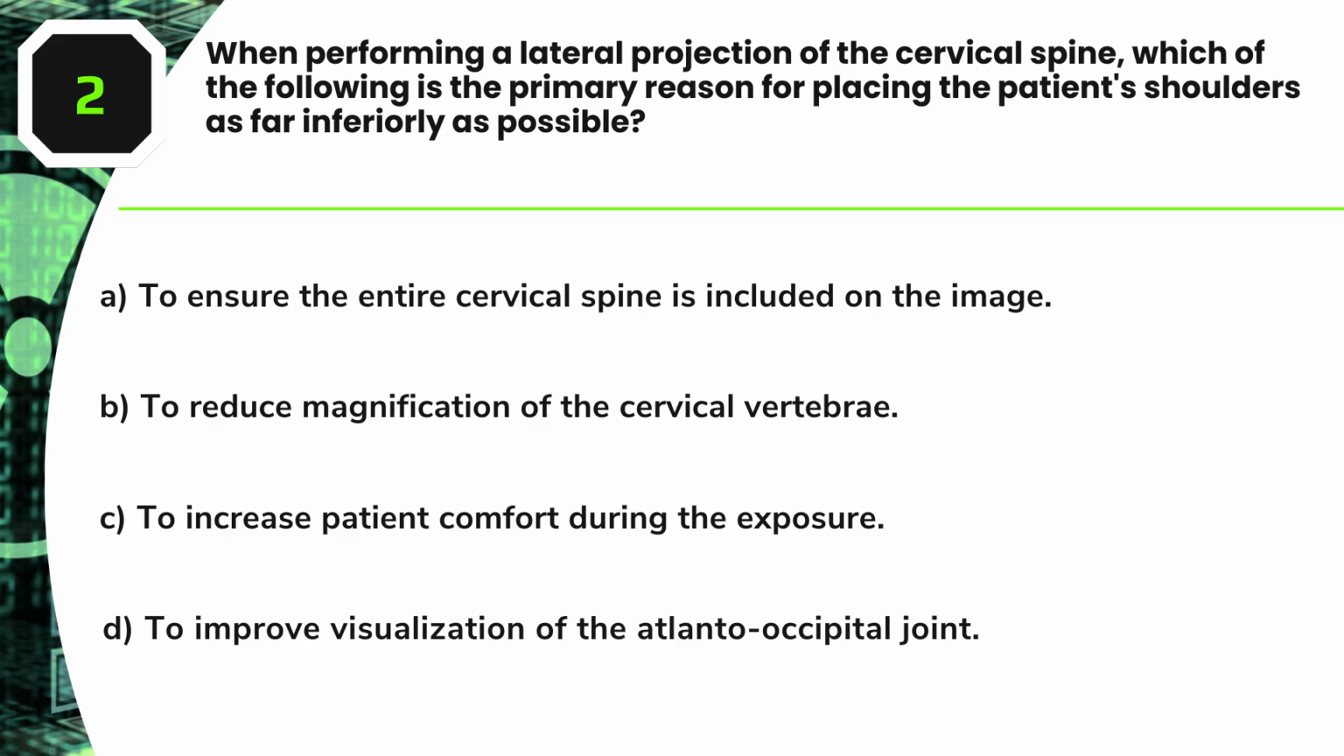Question 2. When performing a lateral projection of the cervical spine, which of the following is the primary reason for placing the patient's shoulders as far inferiorly as possible? A. To ensure the entire cervical spine is included on the image. B. To reduce magnification of the cervical vertebrae. C. To increase patient comfort during the exposure. D. To improve visualization of the atlanto-occipital joint.